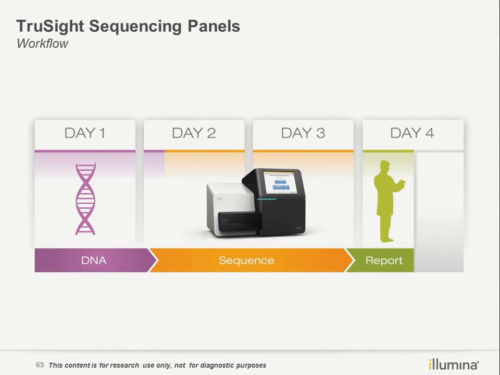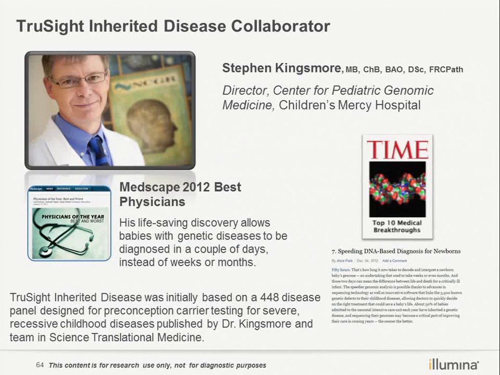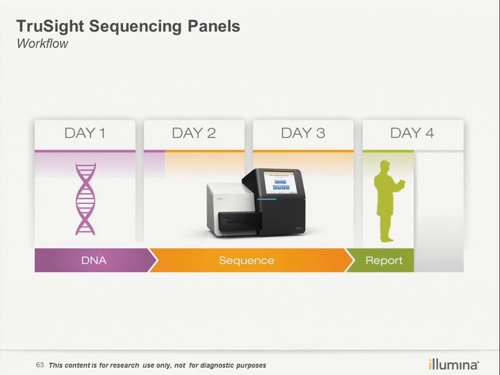For all of these TruSight panels, we have a 3.5 day workflow. Finish library preparation within 1.5 days, sequencing, and get the reports. But of course, all of our panels are only for research use, not for clinical.